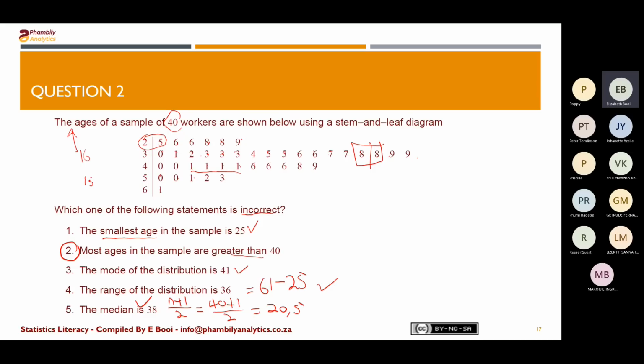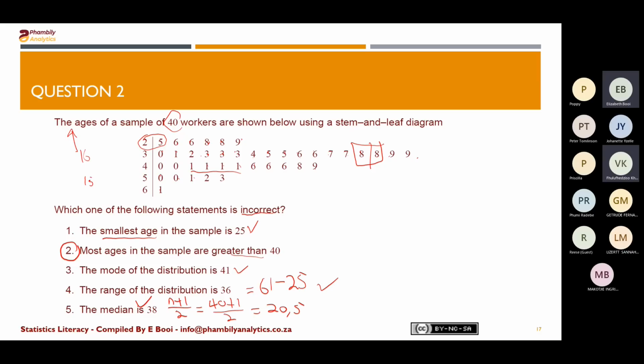And that's how you will answer the questions when you get them in the exam or in your assignment. That's how easy it is. So do not panic when you see a data set that is not in a row, raw data type, and is in a stem and leaf plot. You can take the stem and leaf plot and convert it to the normal raw data that you know of. This is just the visualization.